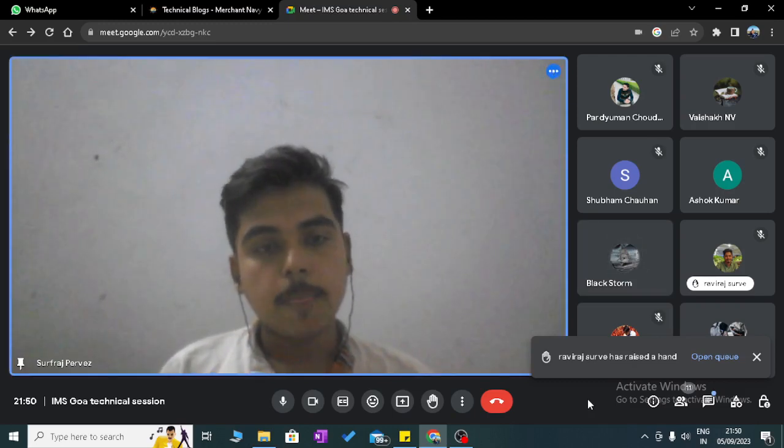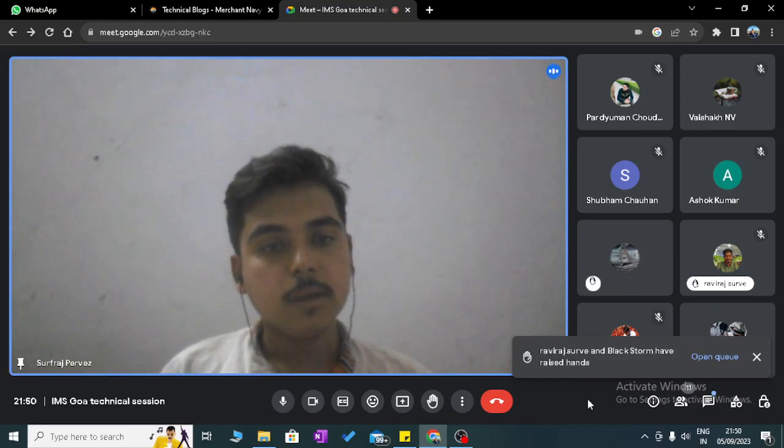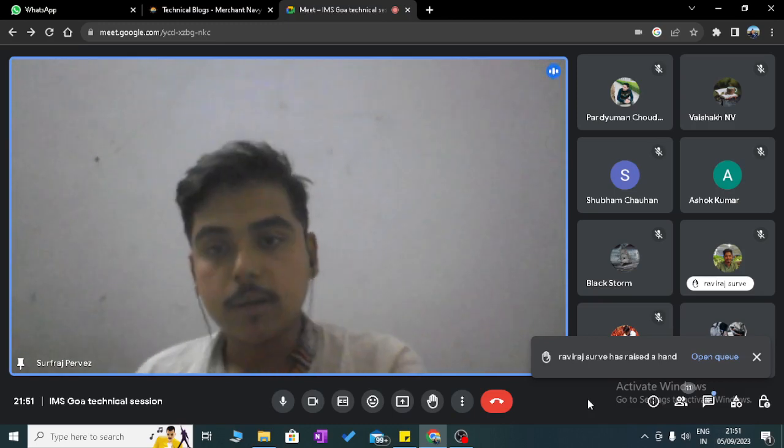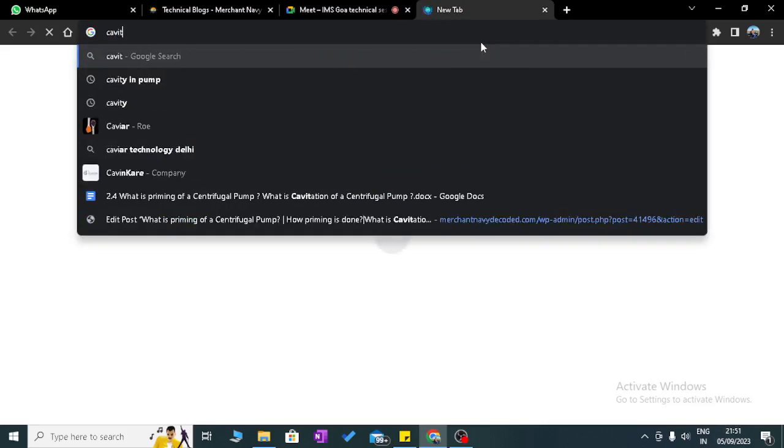See, cavitation must be avoided because after the bubbles are formed at the eye of the impeller, which is a low pressure region, and when they pass to the volute casing, a high pressure region, the bubbles will implode, right? And they will strike the impeller, due to which cavities will be formed. I will just share my screen and show you the cavities that are forming.